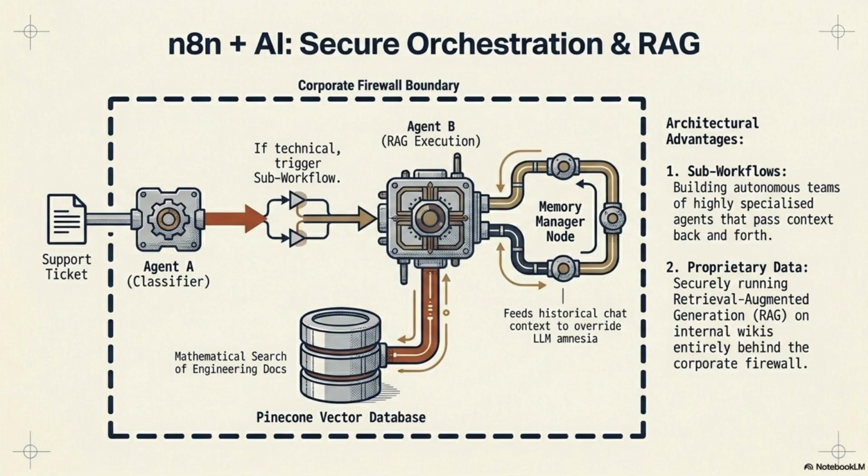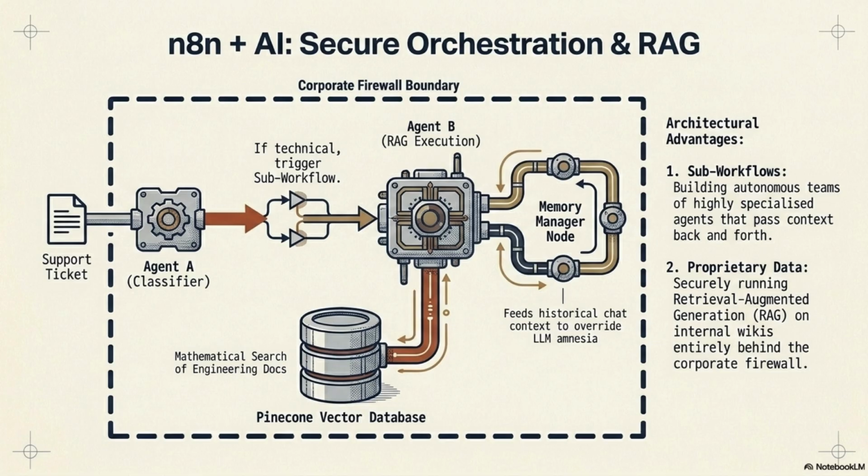So what does this look like in practice? If I want an autonomous AI to read a customer complaint, search our internal knowledge base for a solution, and then draft and send an email, which tool actually handles that best? Well, the structural advantage n8n has here is sub-workflows. Sub-workflows. Yeah. You can build a system where Agent A is configured to strictly classify incoming support tickets.